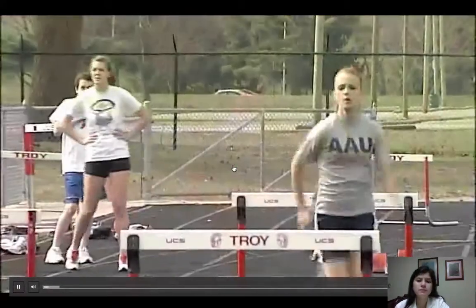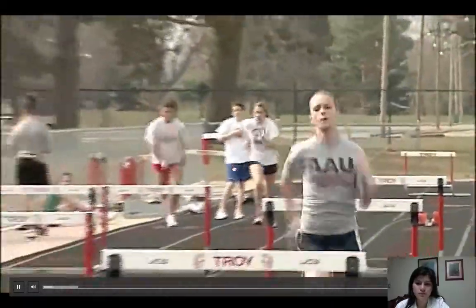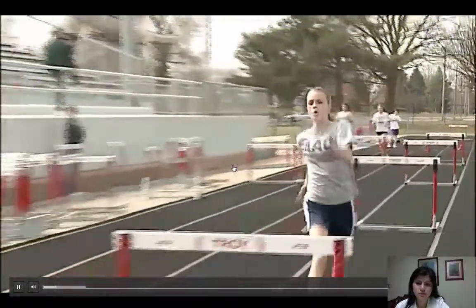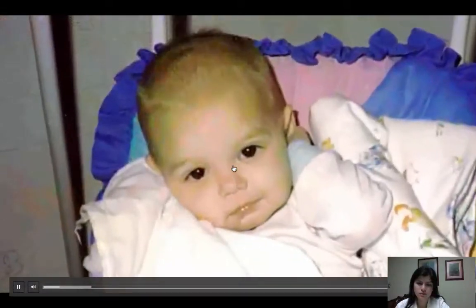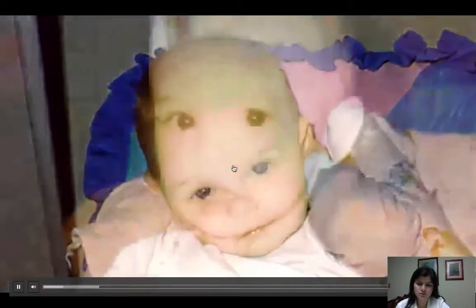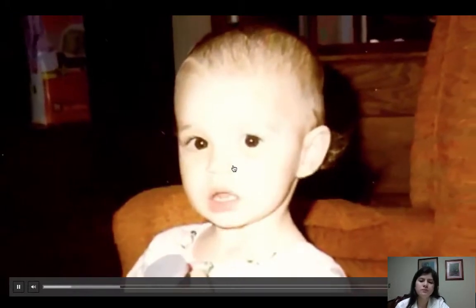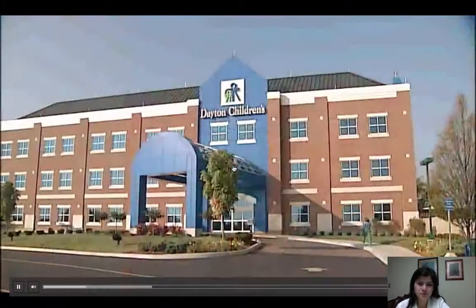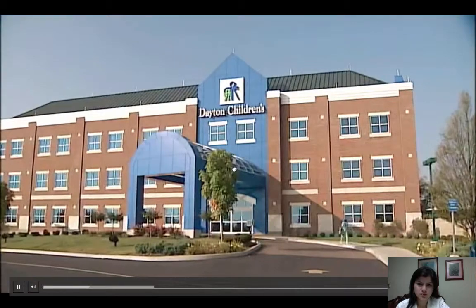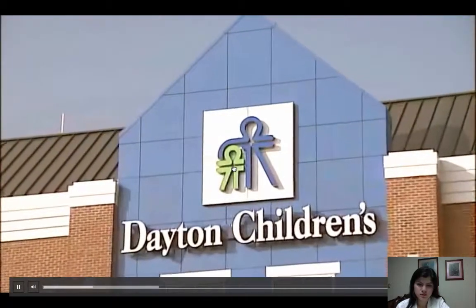My name is Taylor Bush. I'm 15 years old and I have cystic fibrosis. I was diagnosed at 11 months old. She was sick all the time. It just seemed like all she did was cry, and I took her to pediatrician after pediatrician, and they all told me it was colic. And then finally one pediatrician suggested that I take her to Dayton Children's and have some tests run. And they ran several tests, and she came back positive for cystic fibrosis.